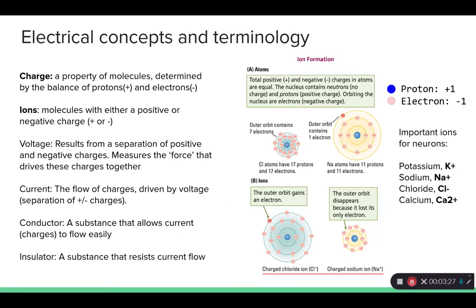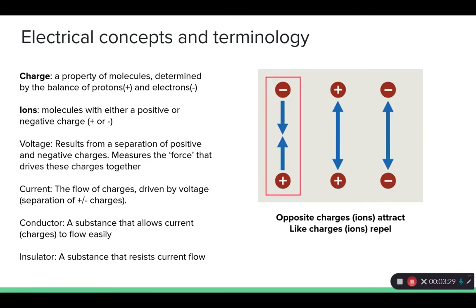The next idea that we need to be comfortable with is the idea of voltage. Before we get to voltage, one important property of charged particles is their properties of attraction and repulsion. And you guys probably know this. Hopefully you have this from some of your physics background. Ions or particles that have different charges are attracted to one another. So positive and negative charged ions always attract each other. They want to come closer together.